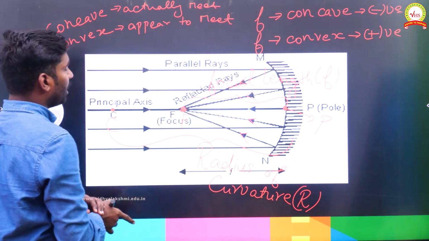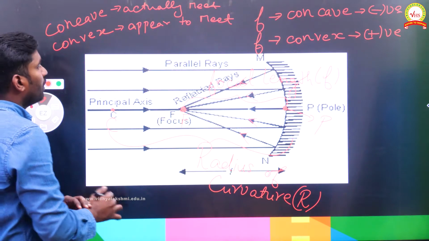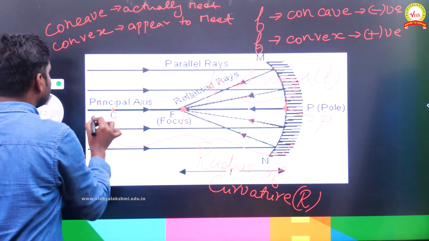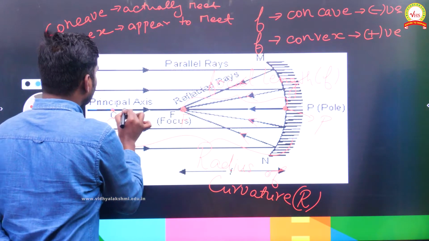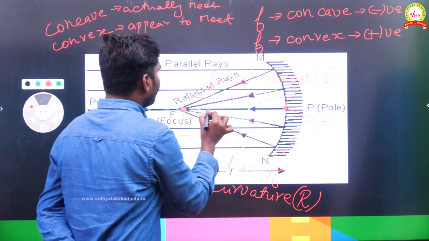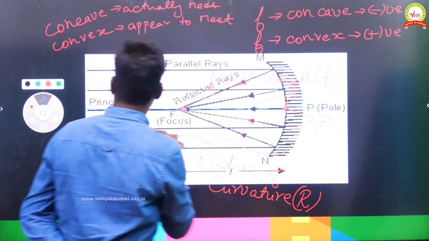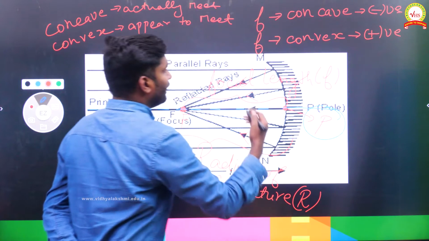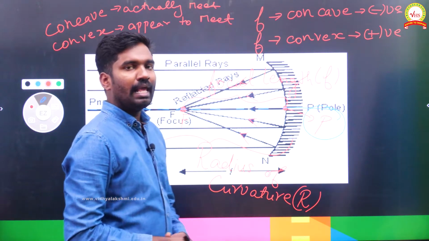And next term, what are you having? Principal axis. So what is the meaning of the word principal axis? It is just an imaginary line which is passing through the center of the mirror, joining the center of curvature and the pole, and is called the principal axis.